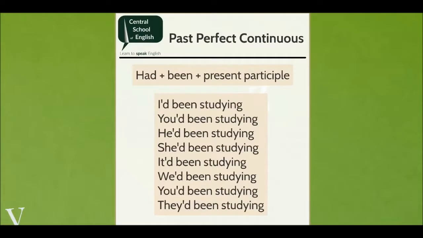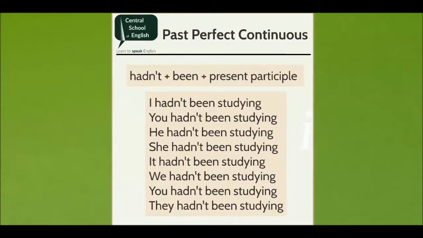When speaking, it is common to contract the subject and the verb to have, so we can also say, I'd been studying, you'd been studying, he'd been studying, she'd been studying, it had been studying, we'd been studying, you'd been studying, they'd been studying.